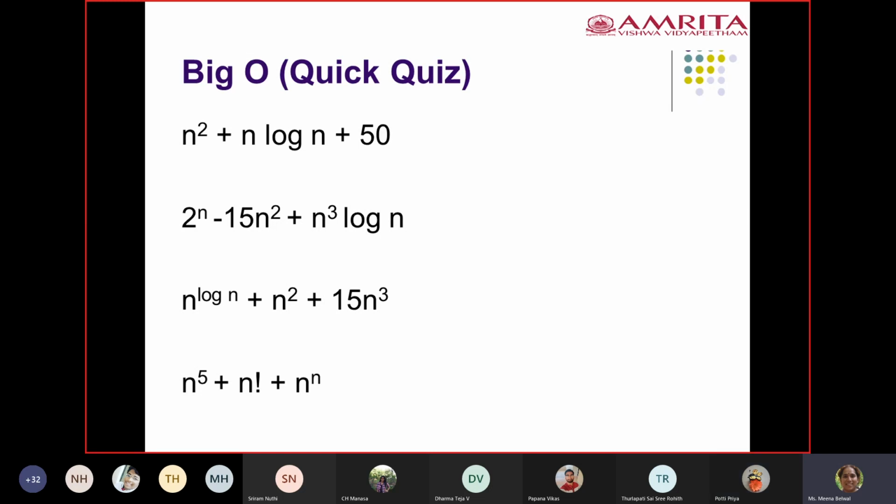Okay. The next question, those who have answered, they will not attempt. Vishnu and Priya will not say now. The next question, n to the power log n plus n square plus 15 n cube. Okay. N to the power of log n plus n square plus 15 n cube.